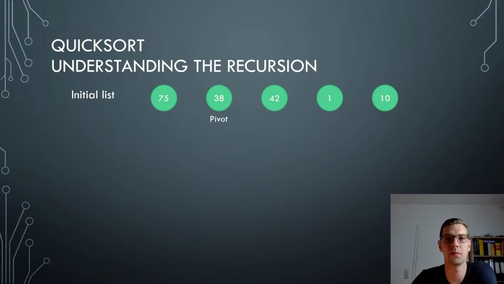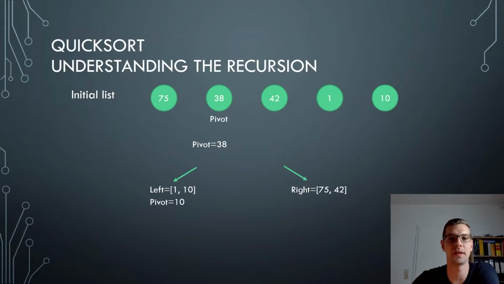And in the first step we took the pivot element 38, so we write it down. Then we have to go through and find our left and right list. And so we had the left list is the 1 and the 10, and our right list is the 75 and the 42. Alright, over these lists we have to go again then with Quicksort.